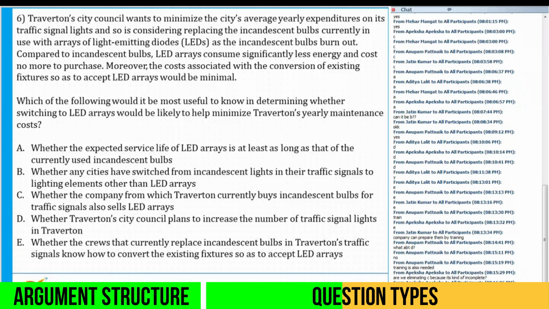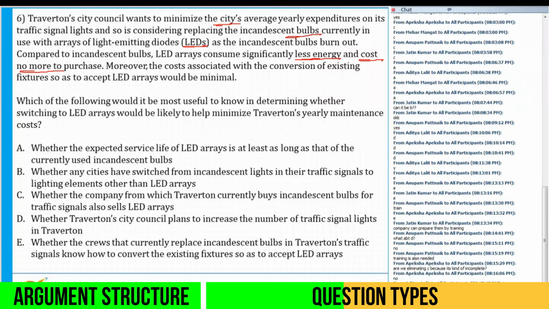So, a particular city wants to replace bulbs with LEDs. LEDs consume less energy, and they cost no more, meaning their cost is the same. Plus, the conversion costs of existing fixtures are almost minimal. You can ignore them. Not much is required for conversion from bulbs to LEDs. So through LEDs, this city wants to save costs. They want to save yearly expenditure.